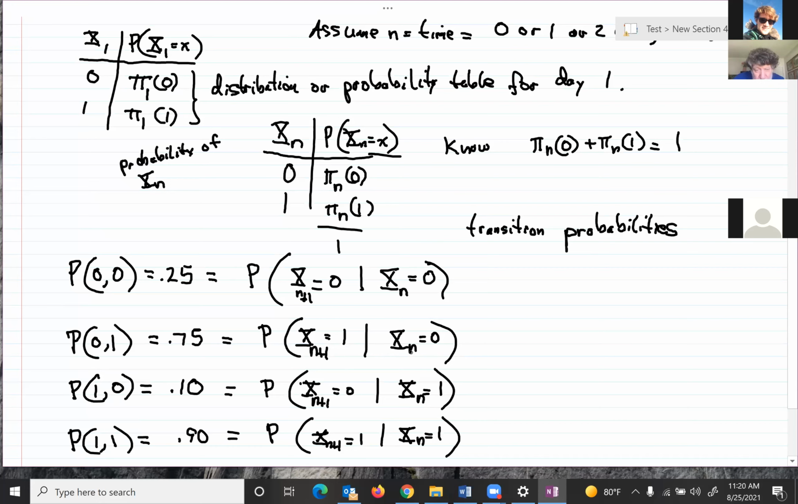Okay, because I didn't say what n is. n could be 1 to 2, or we could be going from day 1 to day 2. We could be going from day 9 to day 10. And we're assuming that no matter what day we're at, the chance of it transitioning to this state from this one is always going to be this probability. So that's called being homogeneous in time.